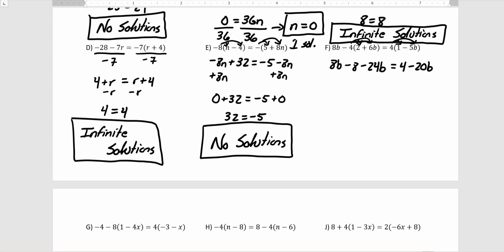All right, so we have 8b minus 24b. Let's combine these like terms. That would give me negative 16b minus 8 equals 4 minus 20b. All right, let's get these b's on the same side. So I'm going to add 20b here.